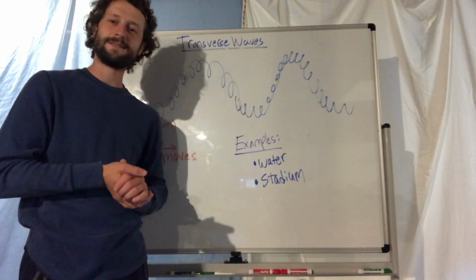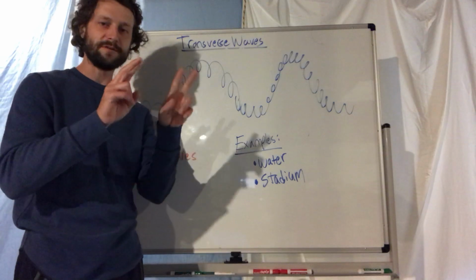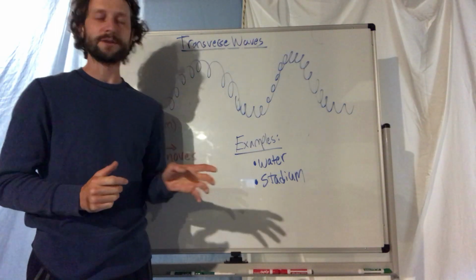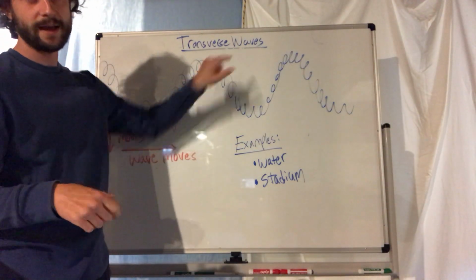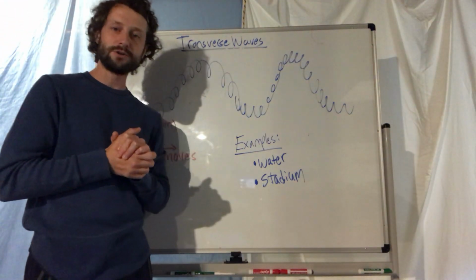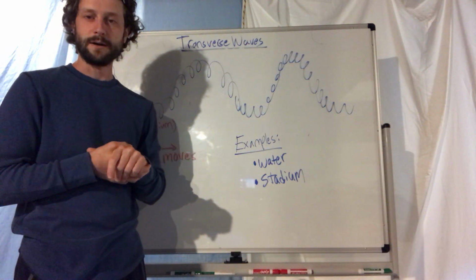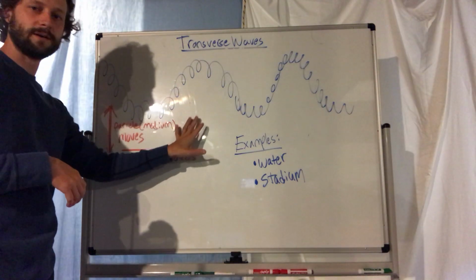Hello today, guys. So we're going to be talking about two different types of waves that exist. One's called the transverse wave, so you could title it that, and the other is called a longitudinal wave. Okay, so that's on the other side of the board. You can pause right now and copy down what I have here.